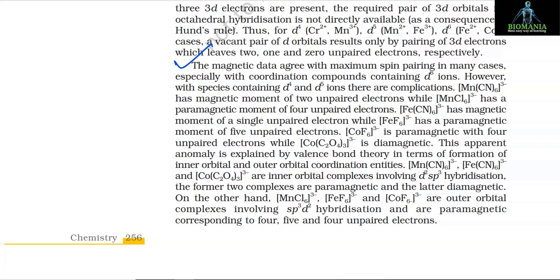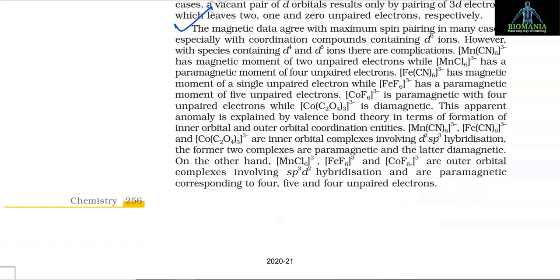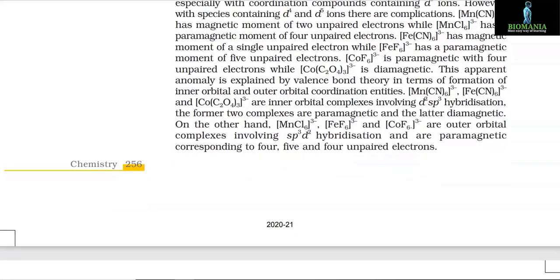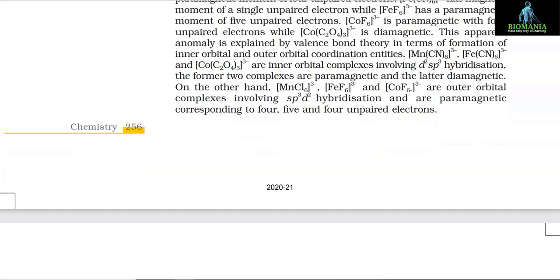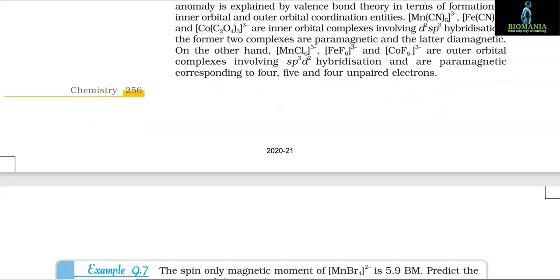[Mn(CN)6]3- has magnetic moment of 2 unpaired electrons, while [MnCl6]3- has a paramagnetic moment of 4 unpaired electrons. [Fe(CN)6]3- has magnetic moment of a single unpaired electron, while [FeF6]3- has a paramagnetic moment of 5 unpaired electrons. [CoF6]3- is paramagnetic with 4 unpaired electrons, while [Co(C2O4)3]3- is diamagnetic.